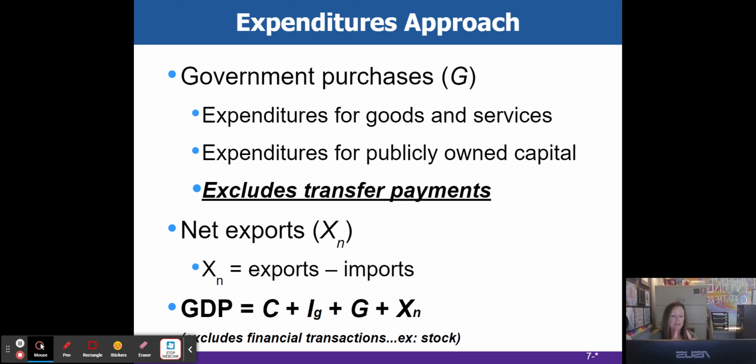One last thing to keep in mind is that all financial transactions are excluded. So again, just like transfer payments, if we're moving money from one account to another, whether it's from the government to an individual, or from one stock to another, or from the sale of a stock to the bank account of a seller, any of those transactions just involve moving money, not generating new money. So they are not included at all in the GDP.